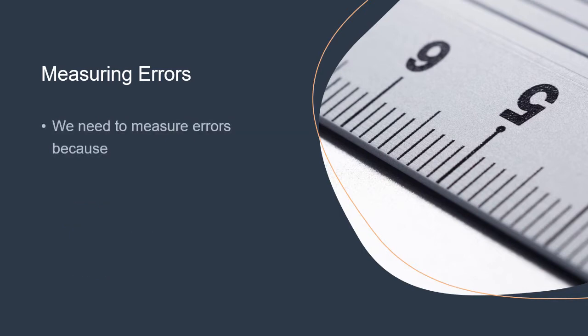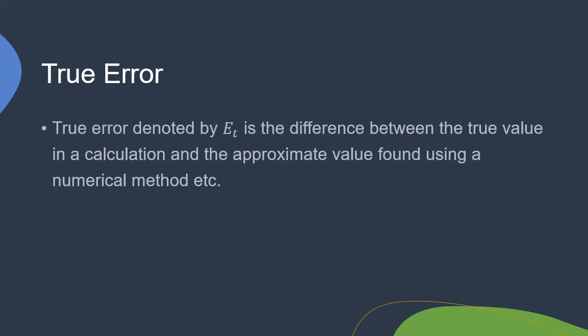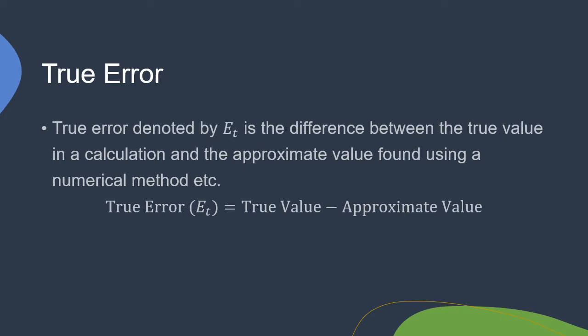We need to measure errors because we need to determine the accuracy of numerical results and to develop stopping criteria for iterative algorithms. True error, denoted by capital E sub t, is the difference between the true value in a calculation and the approximate value found using a numerical method. So the formula for true error is equal to the true value minus the approximate value.